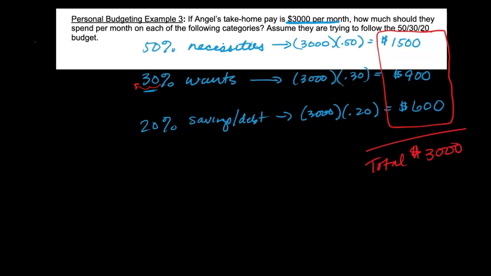And again, this is just one example of budgeting. You can move these percentages around to fit your lifestyle. You could add more categories if you wanted to, but it's a nice general idea of how this would work if you want to figure out the amount of money you want to spend in each category.